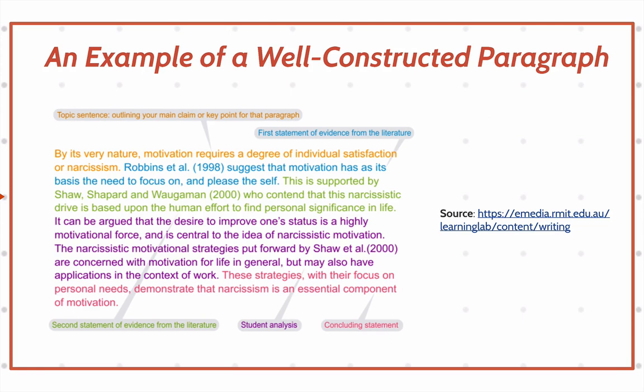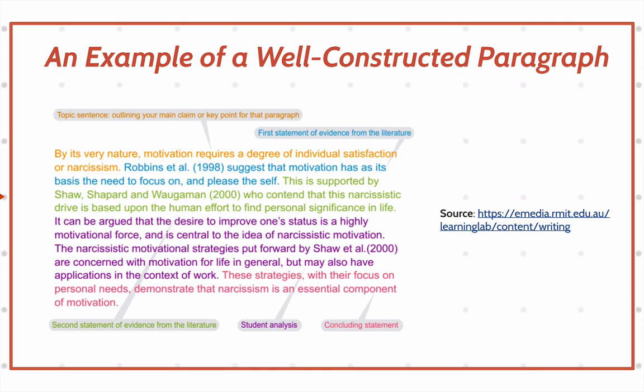Robbins et al. 1998 suggests that motivation has as its basis the need to focus on and please the self. This is supported by Shaw, Shepard, and Wagaman, 2000, who contend that this narcissistic drive is based upon the human effort to find personal significance in life. It can be argued that the desire to improve one's status is a highly motivational force and is central to the idea of narcissistic motivation. The narcissistic motivational strategies that are put forward by Shaw et al. 2000 are concerned with motivation for life in general, but may also have applications in the context of work.